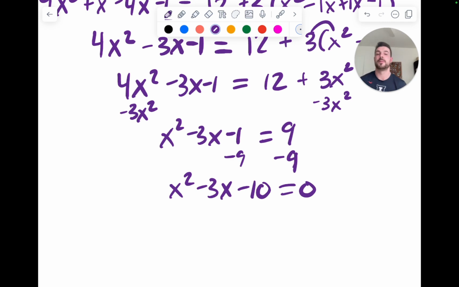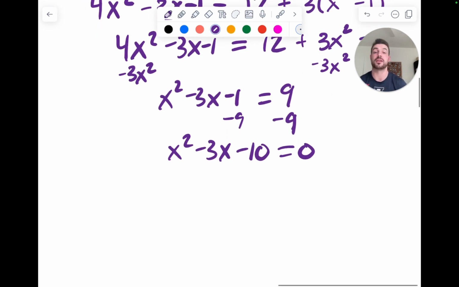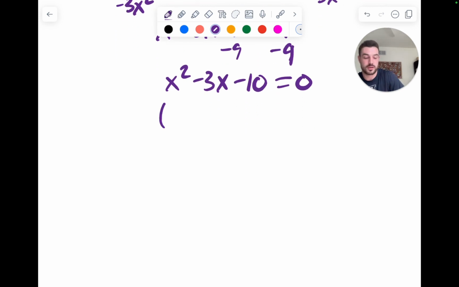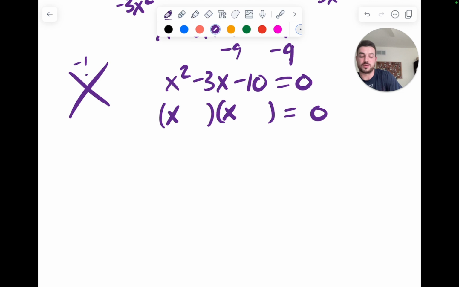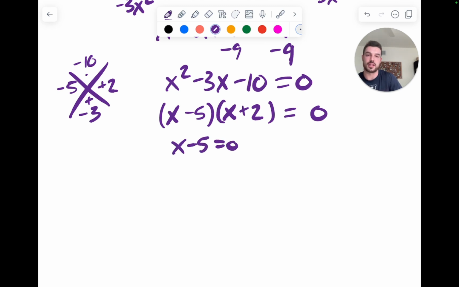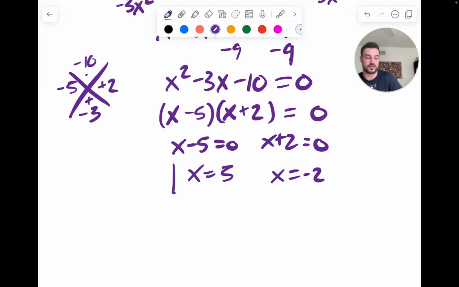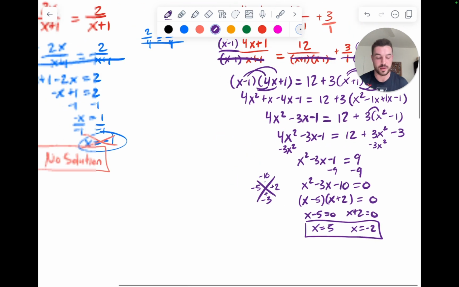to 0. Now that I've got everything over to one side, I can either use quadratic formula or factoring. If I factor, which I prefer to do when possible, I'm going to start each binomial with x, and then I need two numbers that will multiply to a negative 10 and add to a negative 3. That's going to be a negative 5 and a positive 2. So use our zero product property to set each one of those equal to 0. And I get x equals 5 and x equals negative 2. Those are going to be my solutions.